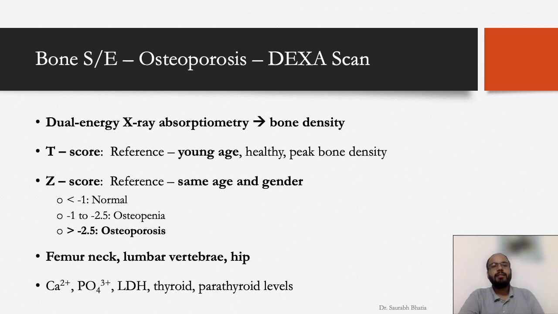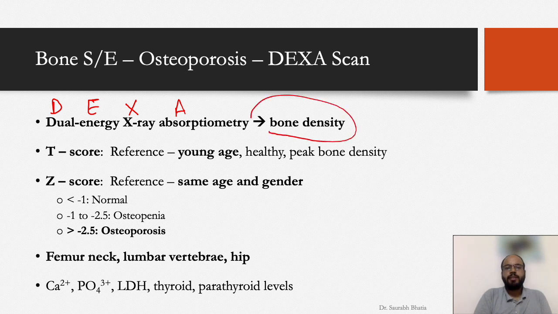Now, just a little discussion on DEXA scan, because DEXA scan is the investigation through which you diagnose whether the patient has osteopenia or osteoporosis, and it is one of the most common investigations done when a patient is on high dose steroids. Clear? Now, what is DEXA? DEXA is dual energy X-ray absorptiometry, and it is done to measure bone density. Now, what do we mean by dual?